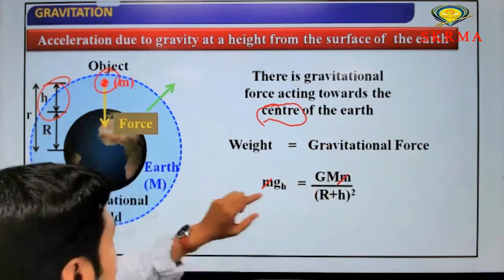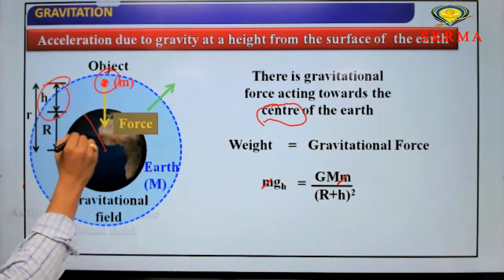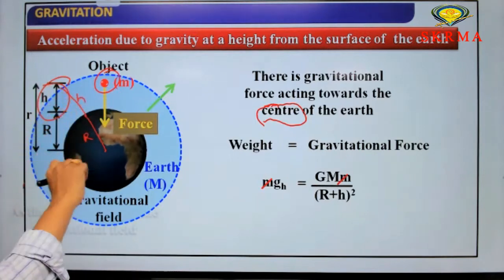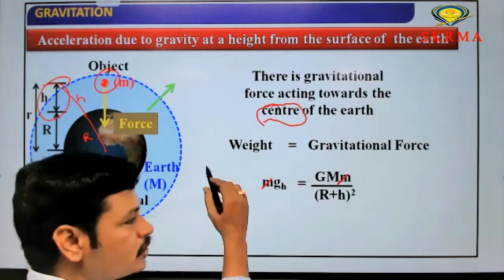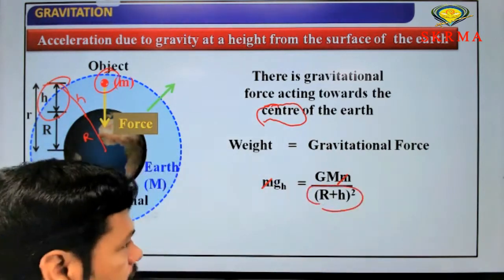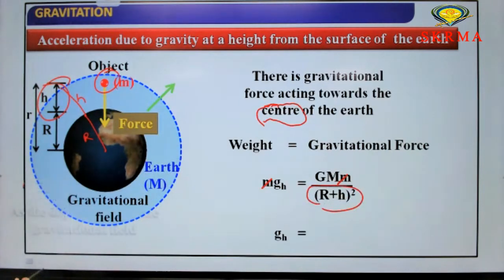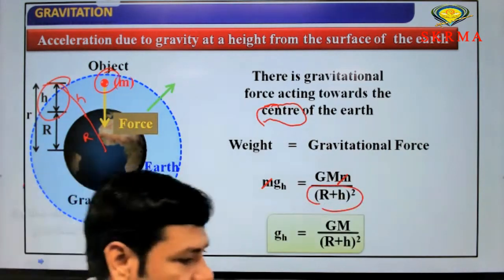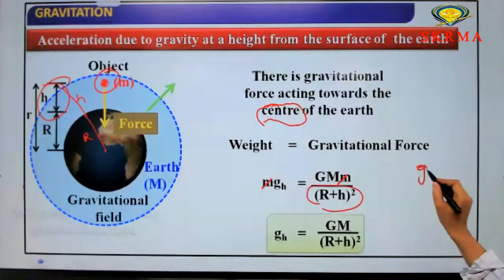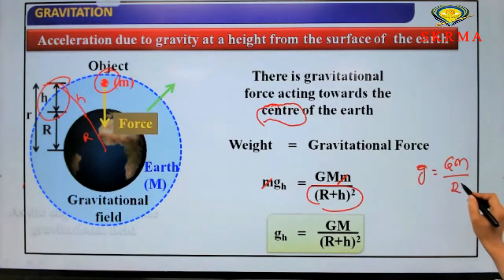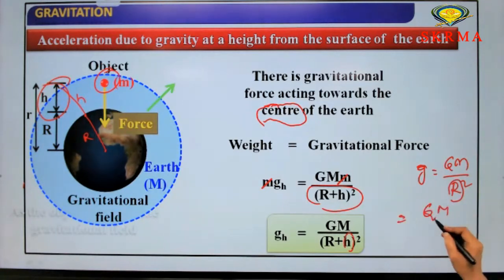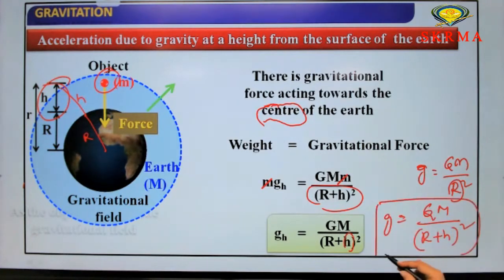G m1 m2 by r square. Here r is nothing but R plus h, because this is the radius R and this is the height h. Then R plus h is the total distance from the center. We can write R plus h whole square. On the surface only, g is equal to GM by R square. If you move h height from the surface, instead of R we write R plus h. That's it. This is the basic equation for gravity. At height h above the surface of Earth, g_h is equal to GM by R plus h whole square.